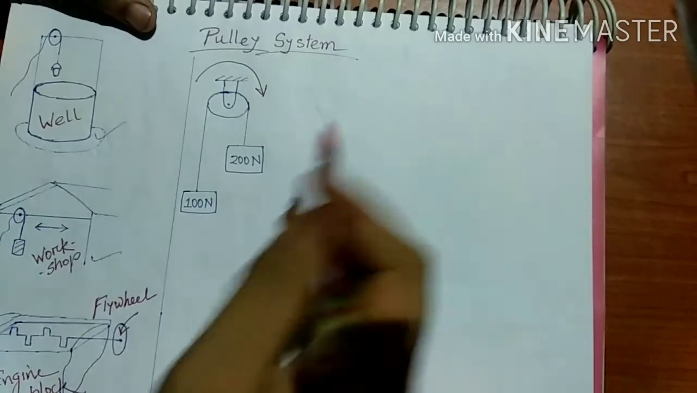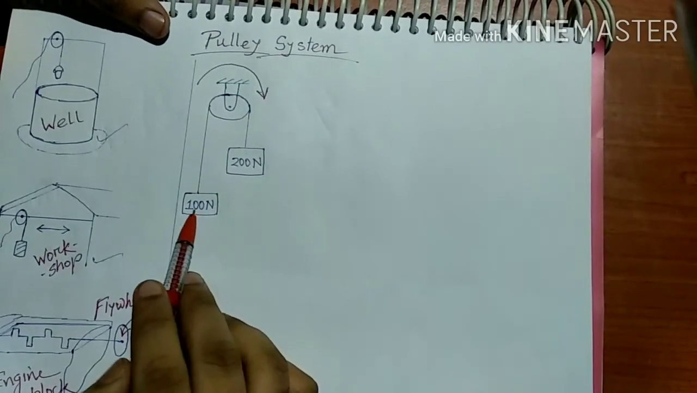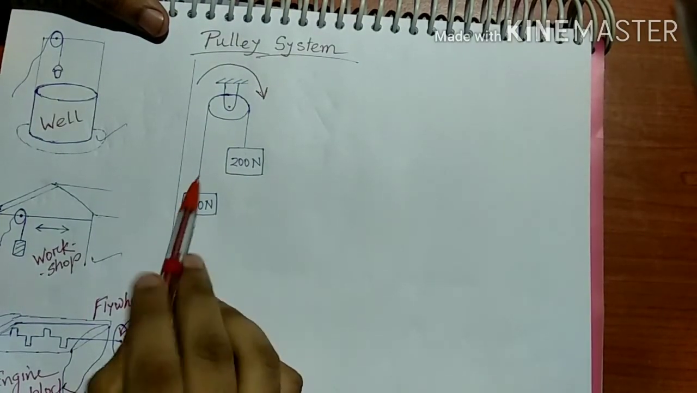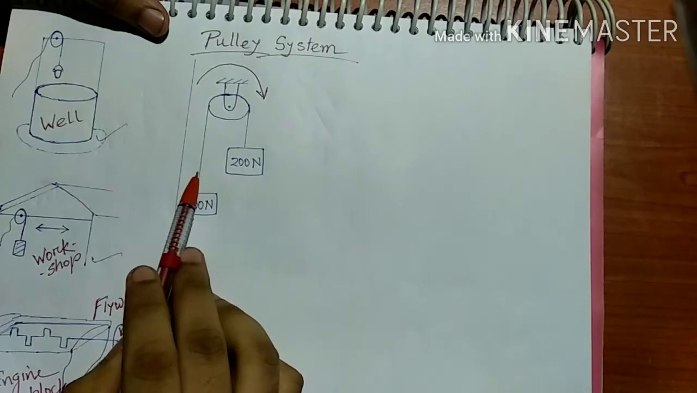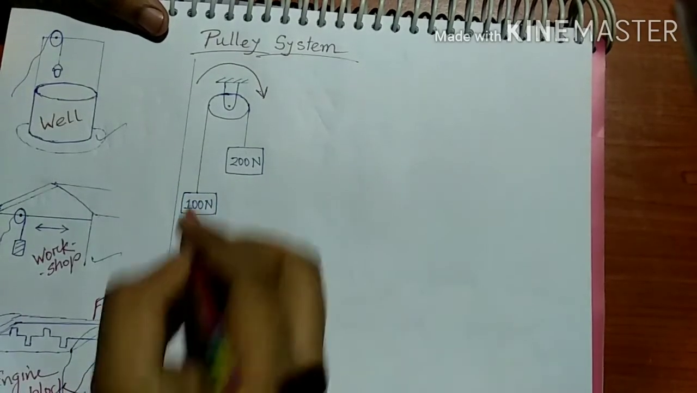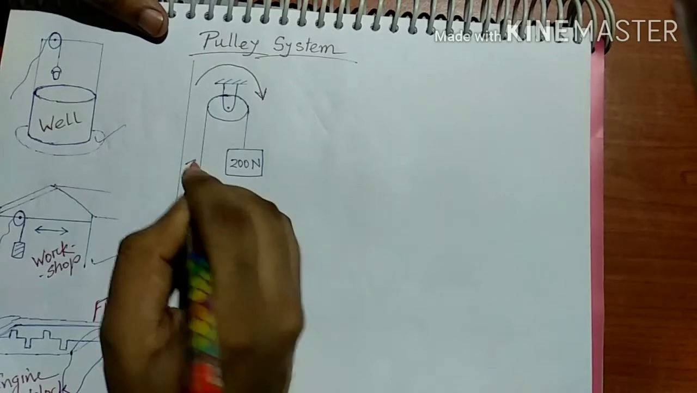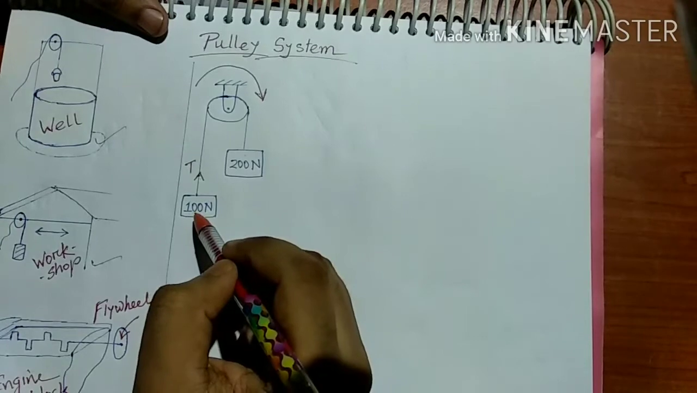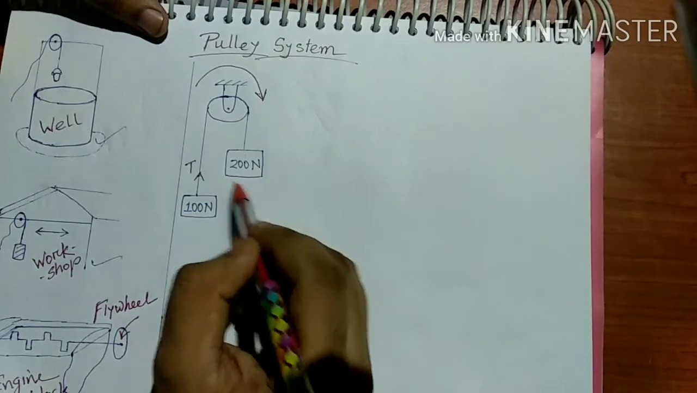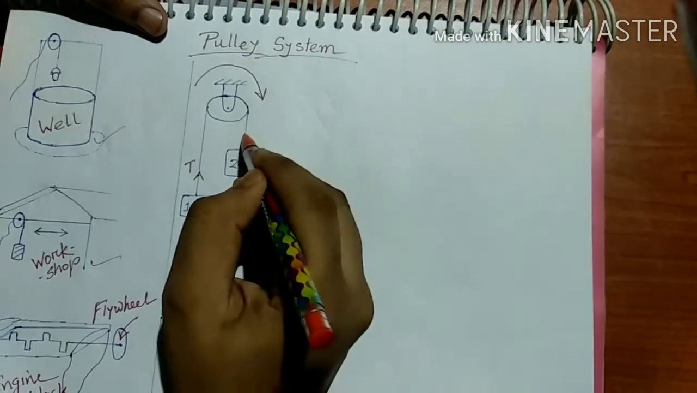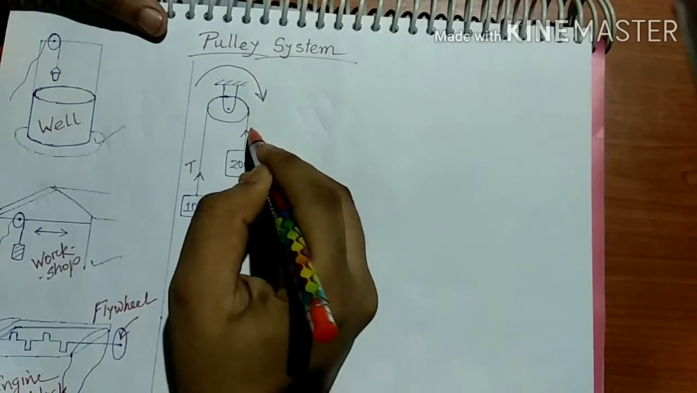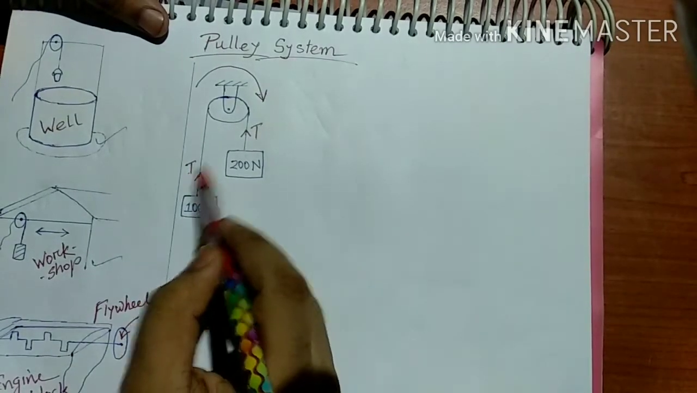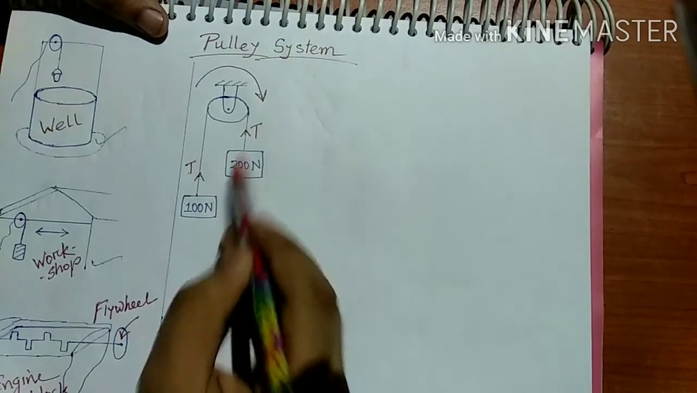Now, as this 100 Newton is acting in the downward direction, this string will be subjected to some kind of tension, right? So the tension will be acting upward, and similar to this 100 Newton, for this 200 Newton also, the string will be acted on by tension T. Now you tell me, this T and this T are the same or different?